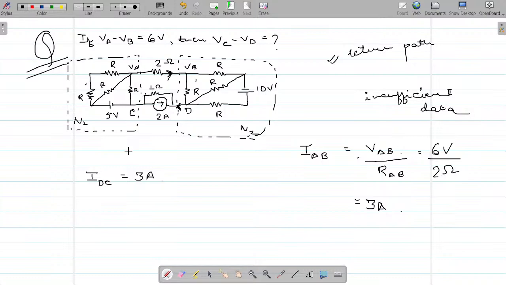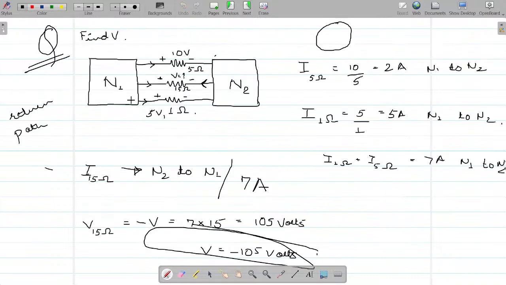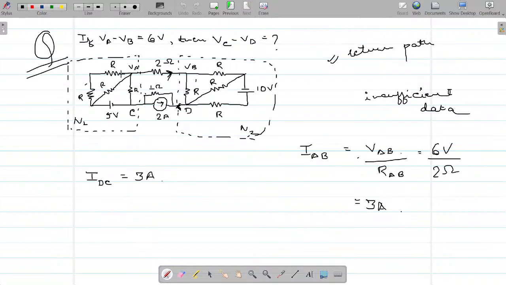See, it is the same concept which we use in this network. If two branches are taking current, we need a return path. The return path will take the current from N2 to N1. The same concept here. If 3 ampere current is flowing from network N1 to network N2, there will be a 3 ampere current flowing from network N2 to network N1. So 3 ampere currents will be returning here.